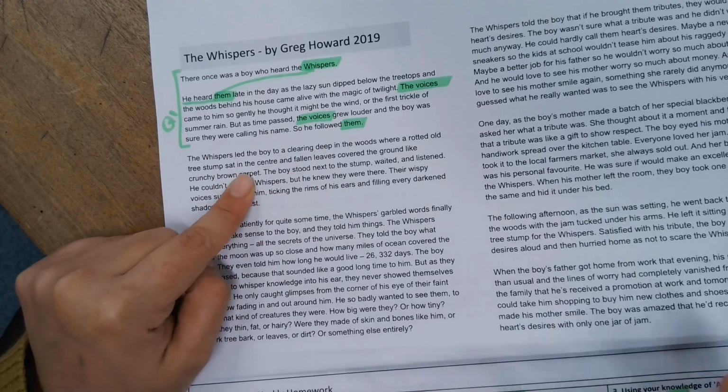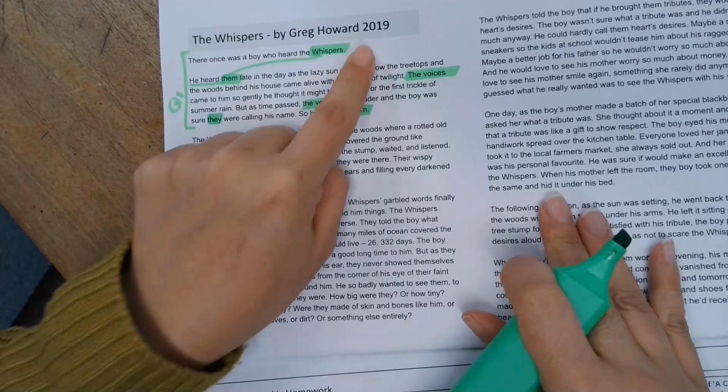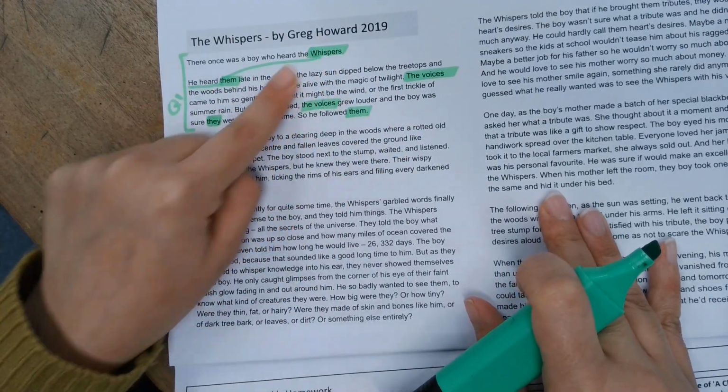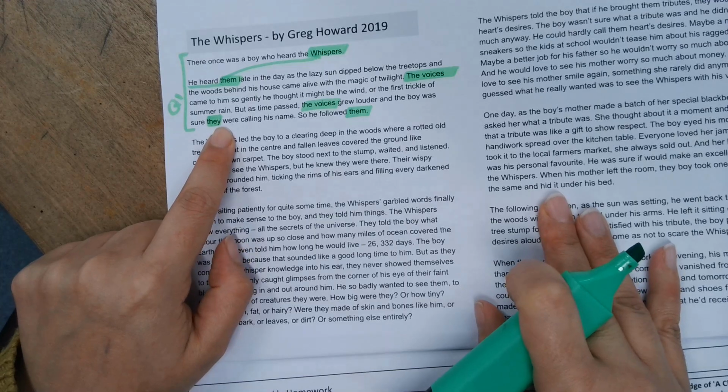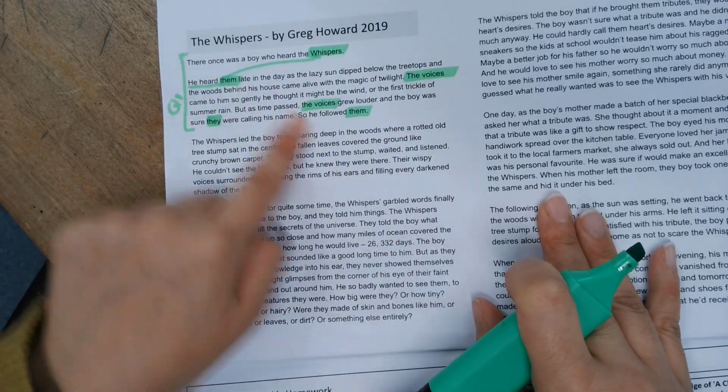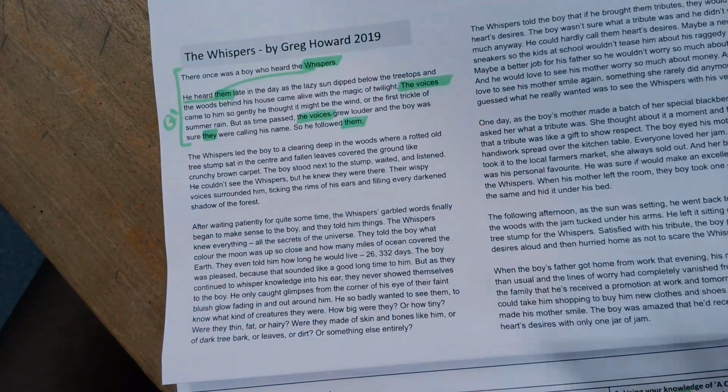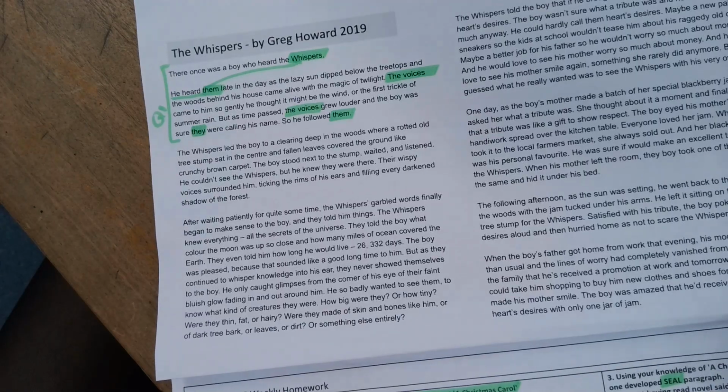So he followed them. So as you can see, they're not referred to as the whispers all the time. Sometimes they are them, sometimes they are the voices, and sometimes they are they. So hopefully by highlighting those things, it helps you make sure that you find the right information about the whispers.